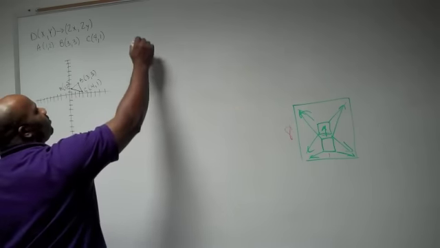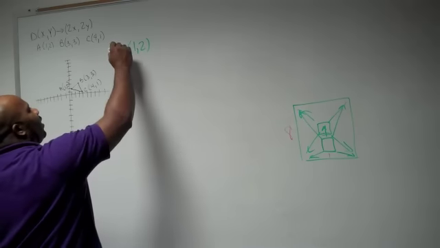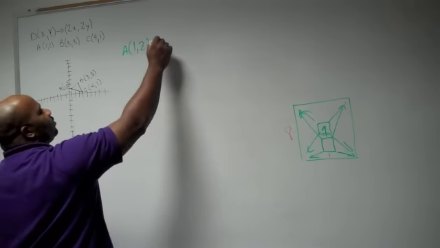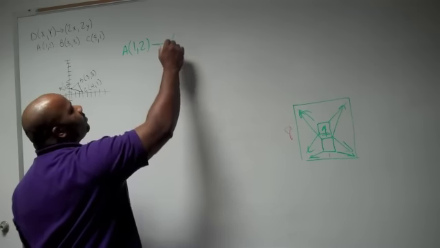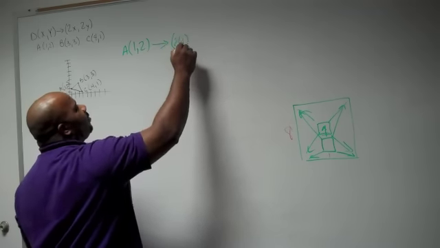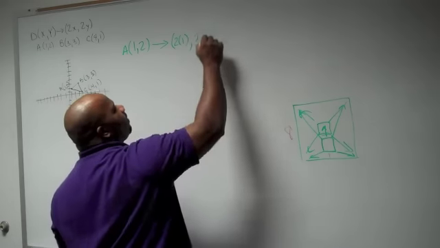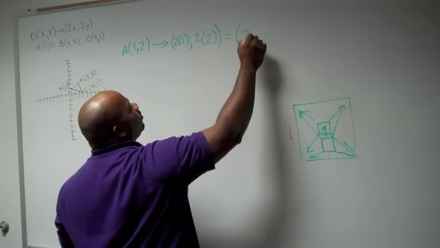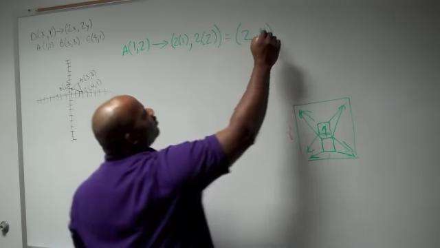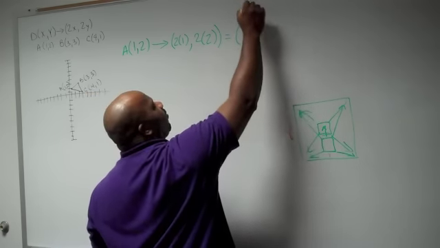1, 2. Okay? And we multiply it by 2. 2x, 2y. So we say 2 times 1. And then we say 2 times 2. This gives us the new point of 2, 4. We're going to call this new point A prime.